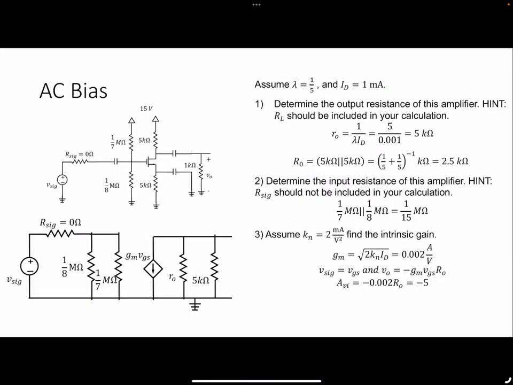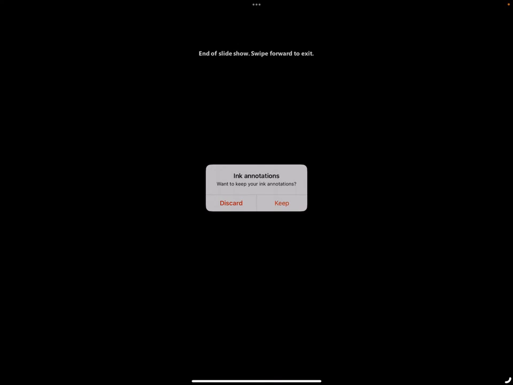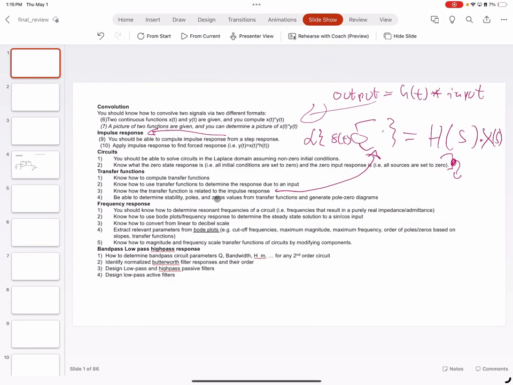Okay, whatever, common source, common gain. And I think we're out of time. Good luck on your final quiz. What else is there? Yeah.